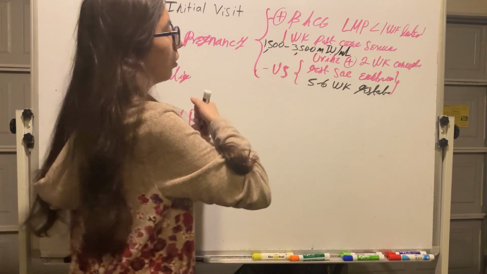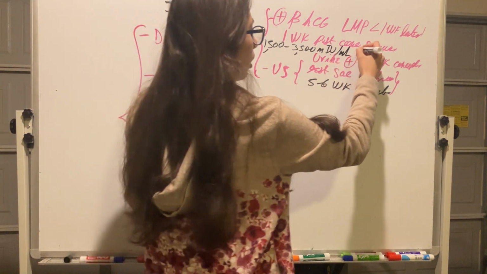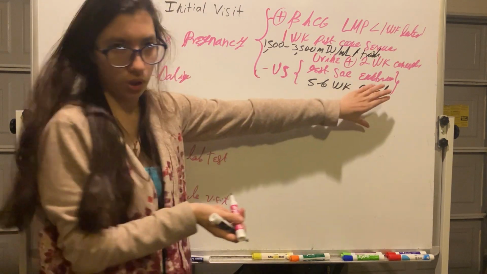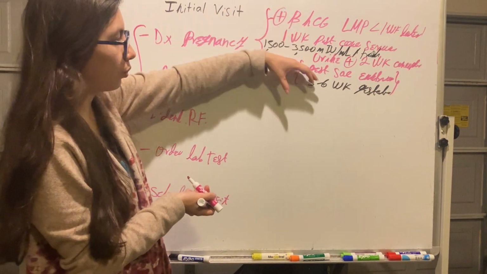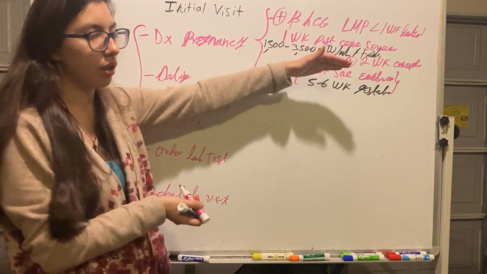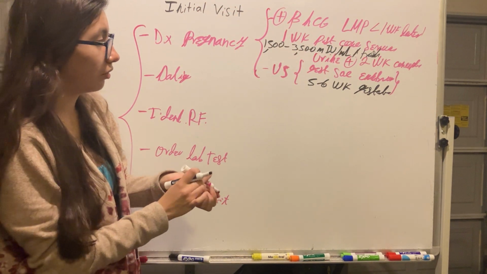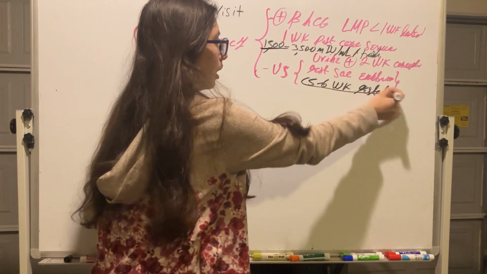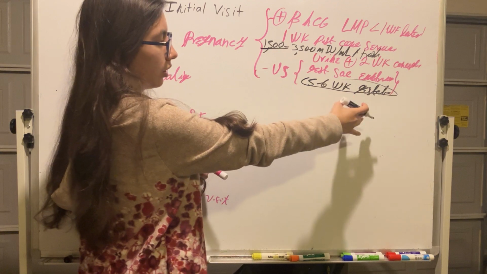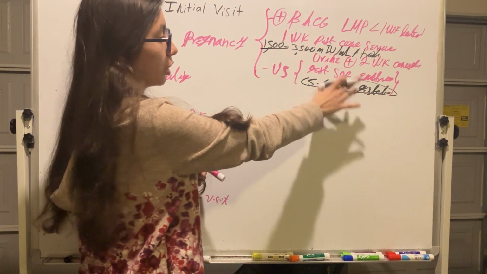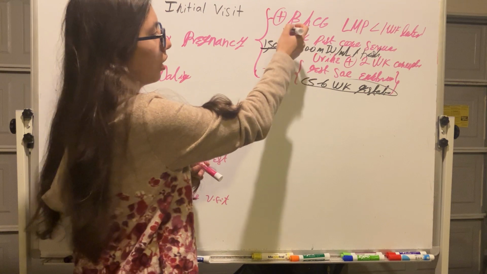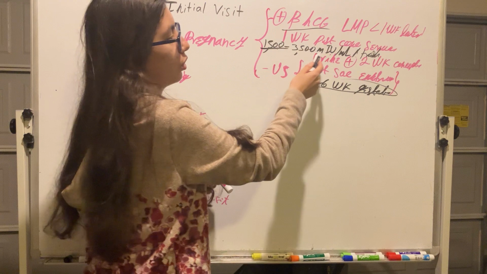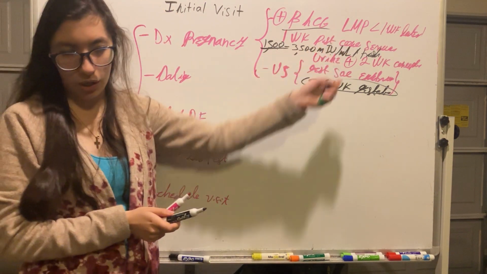This is called the threshold when we are going to detect a gestational sac, which is when we have this amount of beta HCG in a normal pregnancy. So we detect a gestational sac at 5 to 6 weeks gestation, which corresponds to a serum beta HCG level of 1,500 up to 3,500 milliunits per milliliter.